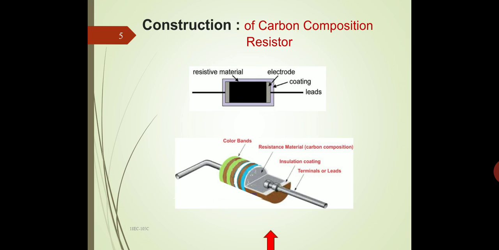You can notice the change over there, the arrow is showing you. So that is a cut portion. So when you cut across half of that, you can see the lead. So this is the difference between the previous and this one, but both are of carbon composition type.